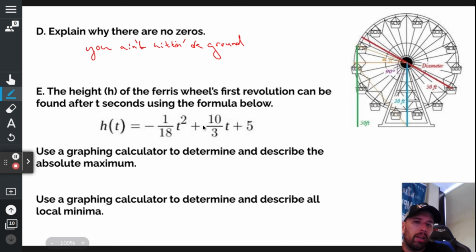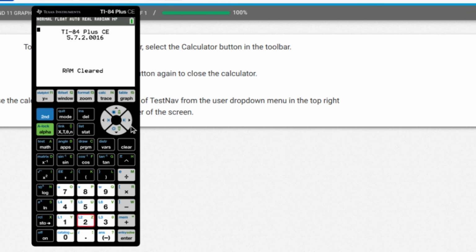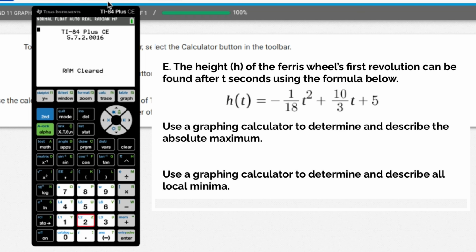From here on out, I'm going to let the calculator graph this to find the absolute maximum and then the local minimum. All right, let's handle this very last problem, which has to do with the Ferris wheel. We're given this equation, h of t. I'm going to want to graph it because it's asking me to find max and min. So I'm going to hit y equals, and obviously, instead of h and t, I'm going to use x and y.